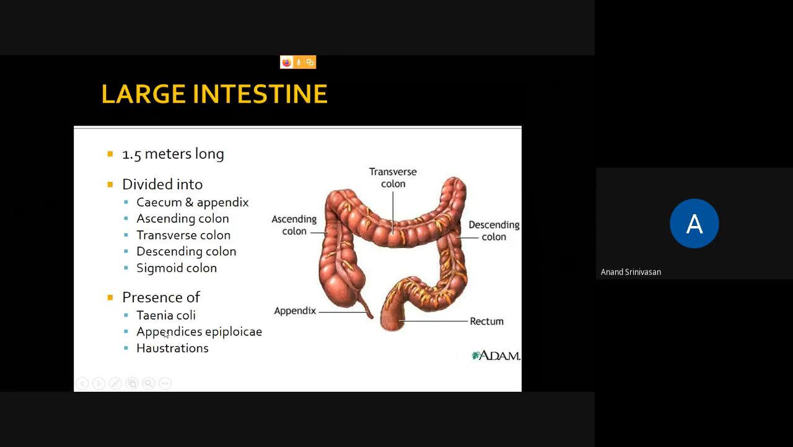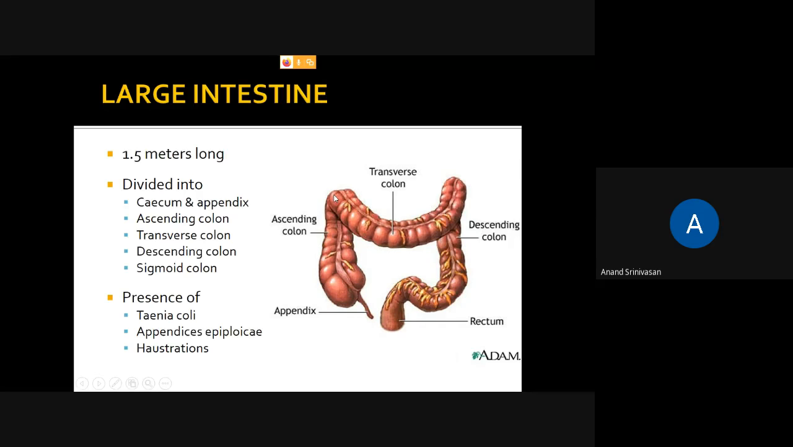Okay, now, it also has appendices epiploicae. What is this appendices epiploicae? You can see some yellow pockets of fat. These yellow pockets of fat, which are present in the large intestine, are called appendices epiploicae. The next one is the haustrations.